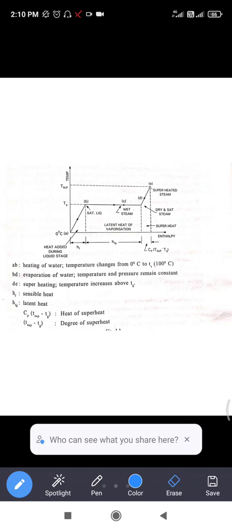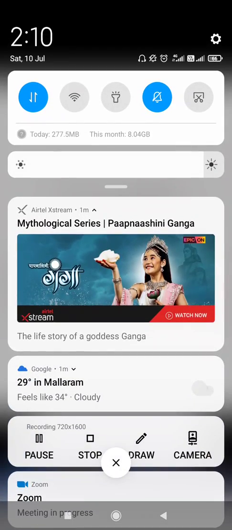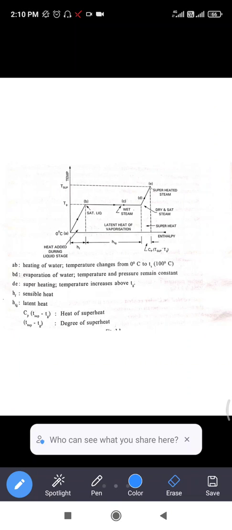When sufficient amount of heat is added, the remaining water particles are evaporated, and the fluid is said to be dry and saturated steam. This condition is represented by point D. At point D, you can see that it is dry and saturated steam. The point D is known as dry and saturated steam.